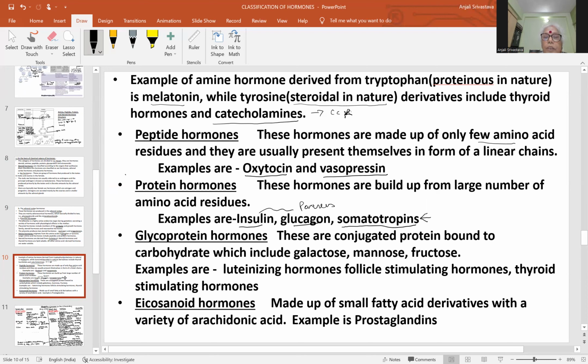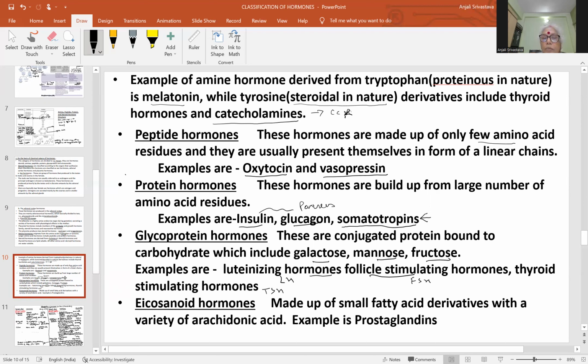Then are the glycoprotein hormones, conjugated proteins bound to carbohydrates, which include galactose, mannose, and fructose. These are the types of sugar which combine with the protein to form these hormones. The examples are luteinizing hormone, follicle stimulating hormone, and thyroid stimulating hormone, that is LH, FSH, and TSH, produced by the anterior pituitary. All these hormones are produced by the anterior pituitary.